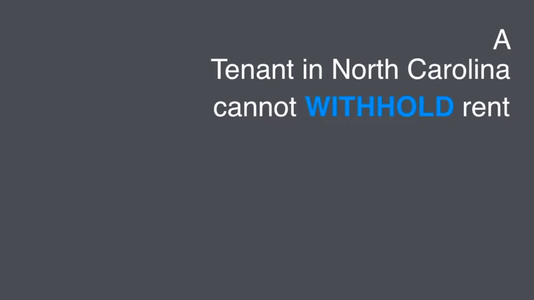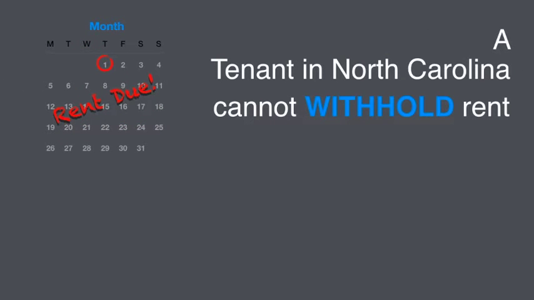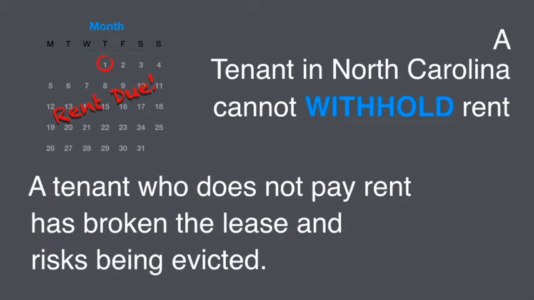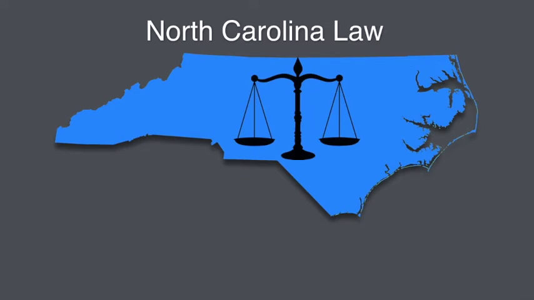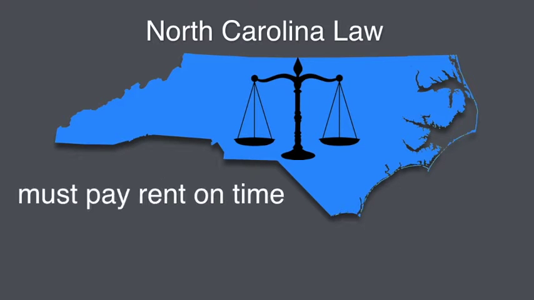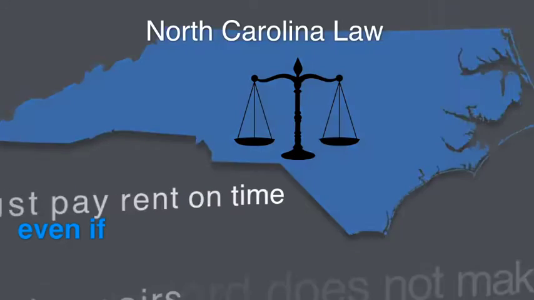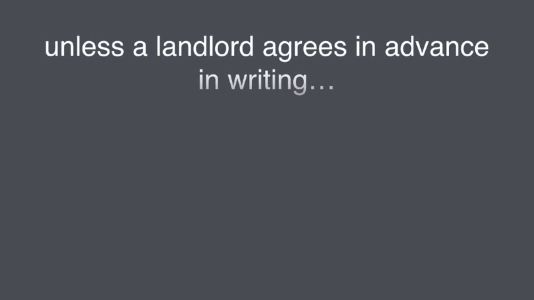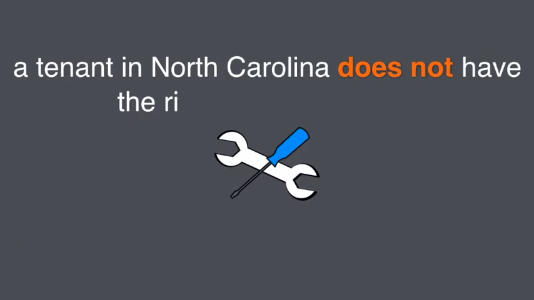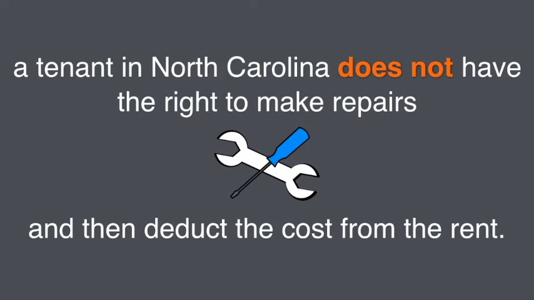As a general rule, a tenant in North Carolina cannot withhold rent. A tenant who does not pay rent has broken the lease and risks being evicted. North Carolina law says that a tenant must pay the rent on time even if the landlord does not make needed repairs. In addition, unless a landlord agrees in advance in writing, a tenant in North Carolina does not have the right to make repairs and then deduct the cost from the rent.